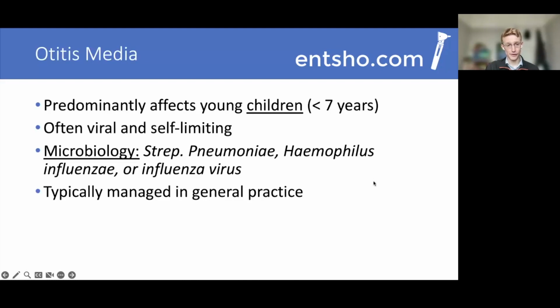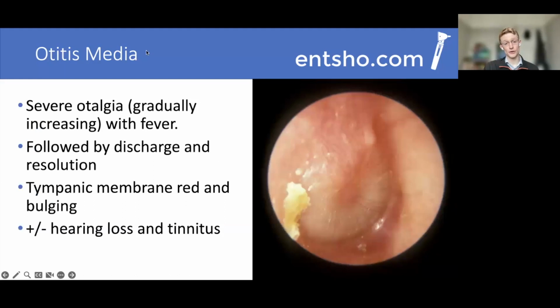This is a very common condition, typically of young children, less than 7 years old, and the vast majority of cases are viral and self-limiting. In terms of bugs, it's typically middle-ear organisms, so Strep pneumoniae, Haemophilus influenzae, or influenza virus. GPs probably see even more of this than we do in ENT. Presenting features are typically severe otalgia, which gets gradually worse until there's some discharge and the pain eases off a lot, often associated with fever.